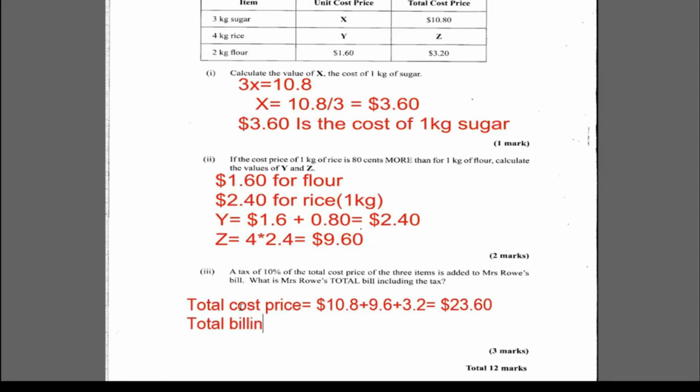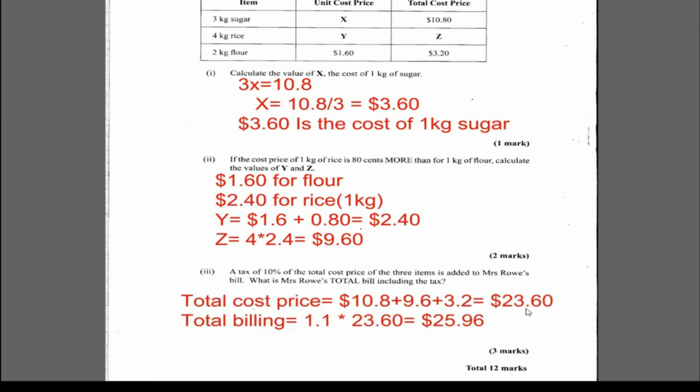Now for the total billing price, she's going to have to pay 10% tax. So she's going to have to pay 1.1 times 23.60. All right, 1.1 means she has to pay 110% of the total cost price. And that's going to give her the total billing price that she has to pay. So she has to pay in total $25.96. That's the total billing price.